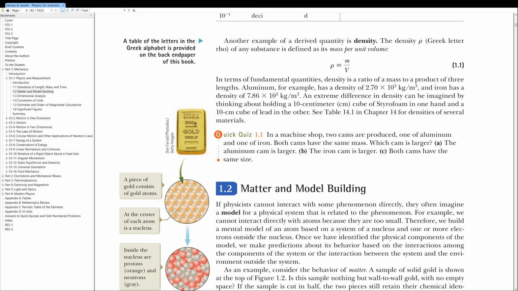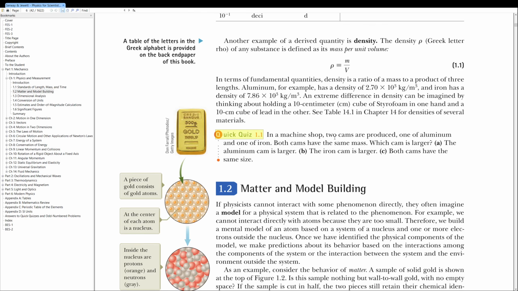Okay, quick quiz. 1.1. In a machine shop, 2 cams are produced. What's a cam? Well, you have a shaft, right? So you have like a long tube. And then a cam is kind of like a protrusion out of that shaft, so that as the shaft rotates, there is a linear translation. So things are moving up and down. Like if you want to cause a valve to open or close at certain positions on the rotation of that cylinder, then you have a cam, right?